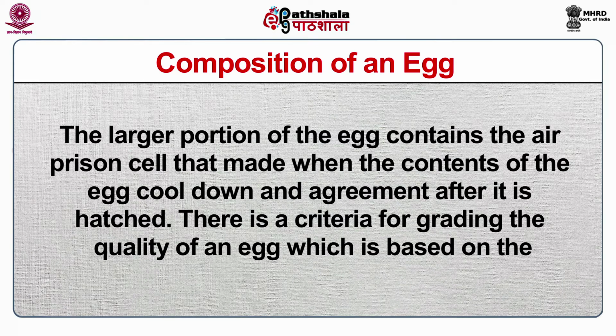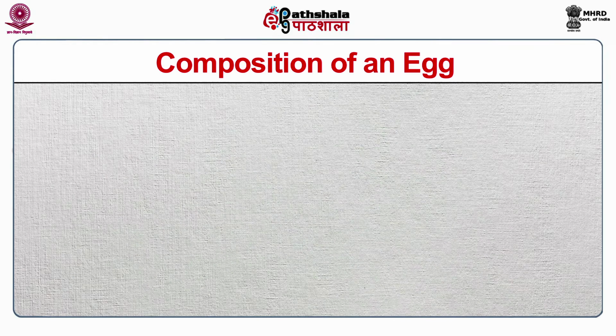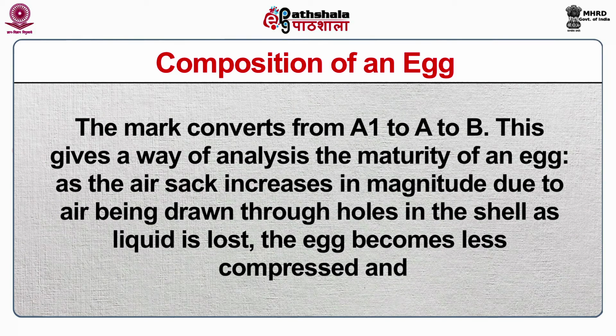There is a criteria for grading the quality of an egg, which is based on the size of the air cell present inside the egg, measured during candling. A fresh egg has a small air sac and claims a grade of AA. As the size of the air sac increases, the quality of the egg decreases. The grade converts from AA to A to B. This gives a way of analyzing the maturity of an egg.